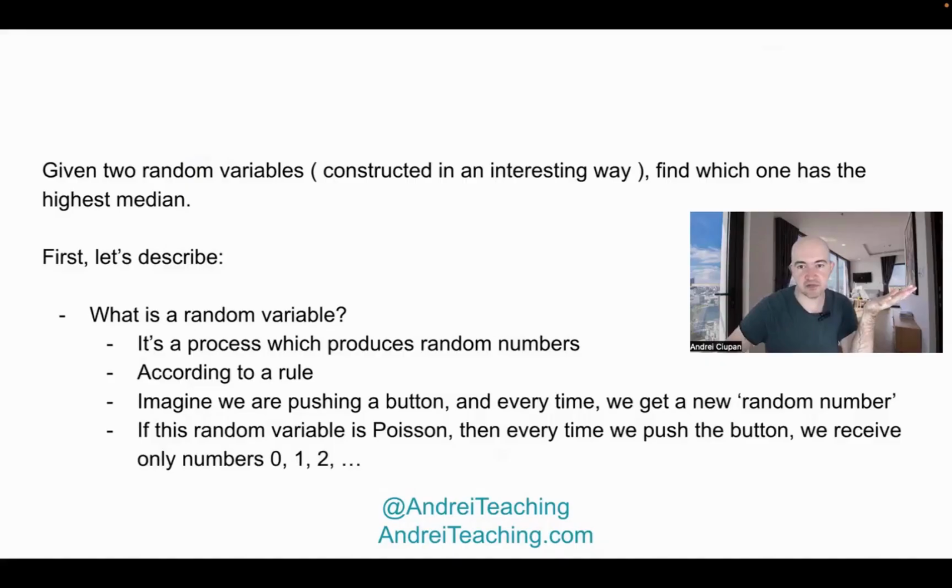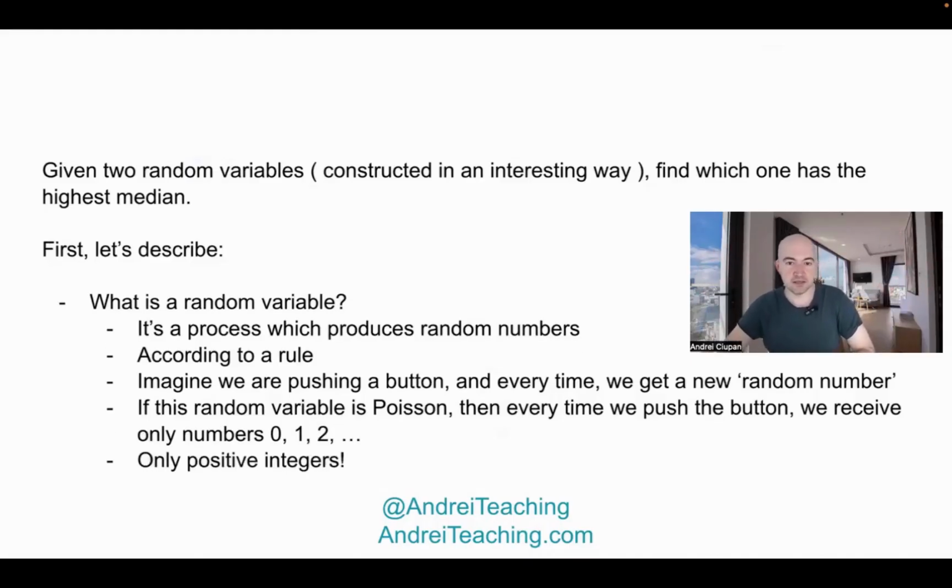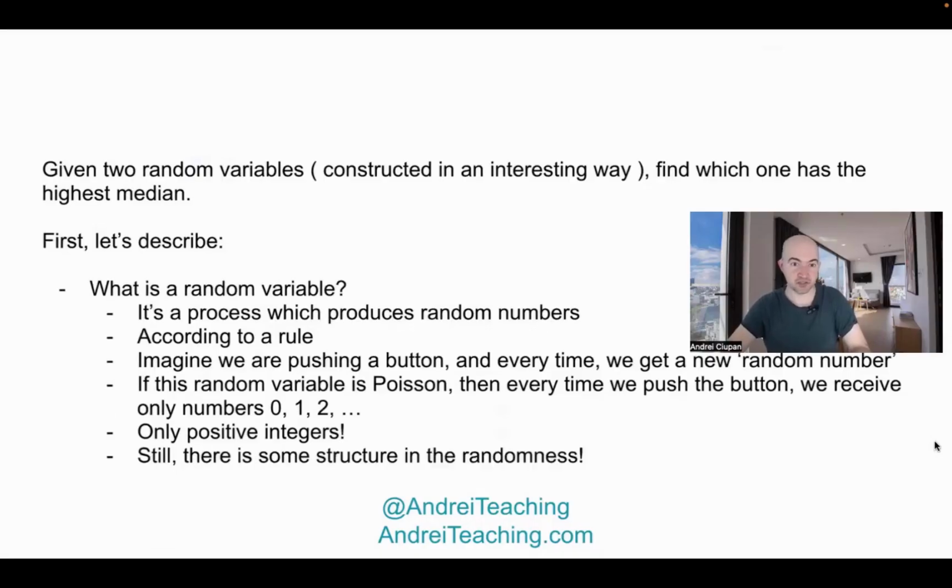If this random variable is Poisson, like if it follows the Poisson distribution, then every time we push the button, we only get 0 or 1 or 2, and so on. So basically, imagine you press this button, okay? And then sometimes you get a 0, sometimes you get a 5, sometimes you get a 200 maybe. For the Poisson distribution in particular, this only gives positive integers.